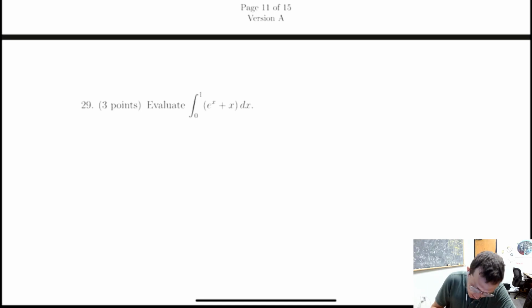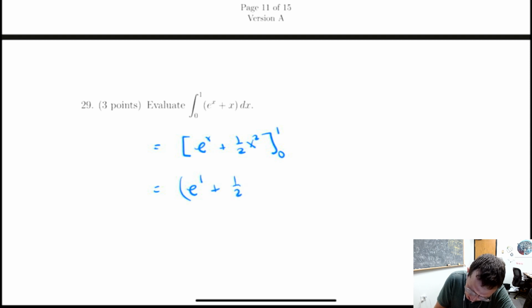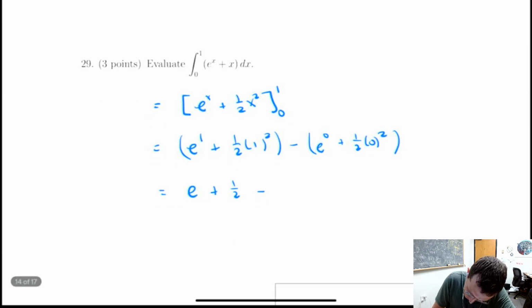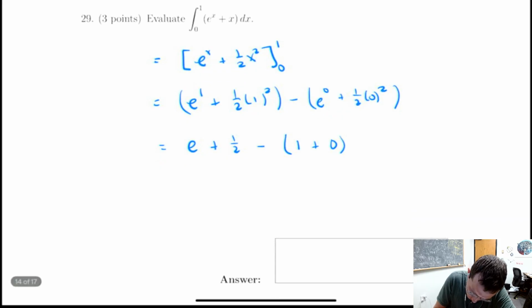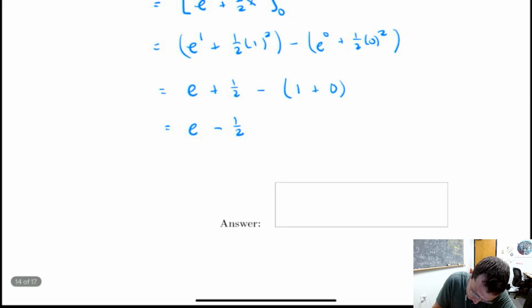All right, definite integral: find an antiderivative, evaluate it at both bounds, and subtract. E minus 1/2.